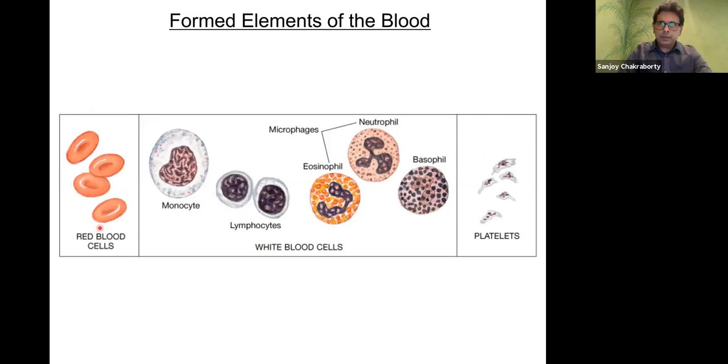So in the blood, we have three types of cell: red blood cell or RBC, white blood cell or WBC, and platelets. They have obviously a lot of different functions, no need, that's MP2. But what are the five types? Monocyte, lymphocyte, eosinophil, neutrophil, and basophil. Neutrophil and eosinophil we also call macrophage, but we don't need that word. We just need to know the 1, 2, 3, 4, 5 names of the white blood cells.